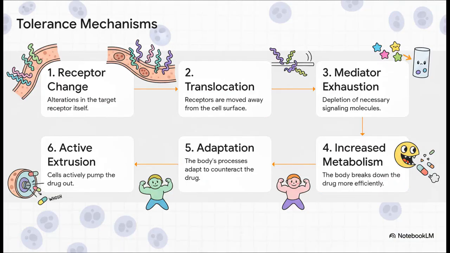You've probably heard of drug tolerance, when a drug just doesn't work as well over time. If it happens really fast, we call it desensitization or tachyphylaxis. The slower, more gradual process is what we call tolerance. And the body has a whole toolkit to make this happen. It can change the receptor itself, or pull the receptors inside the cell so the drug can't find them. It can run out of the signaling molecules the drug needs. The body can even get better at metabolizing the drug, or it can create an opposite physiological effect to cancel it out. Some cells can even just actively pump the drug right back out.